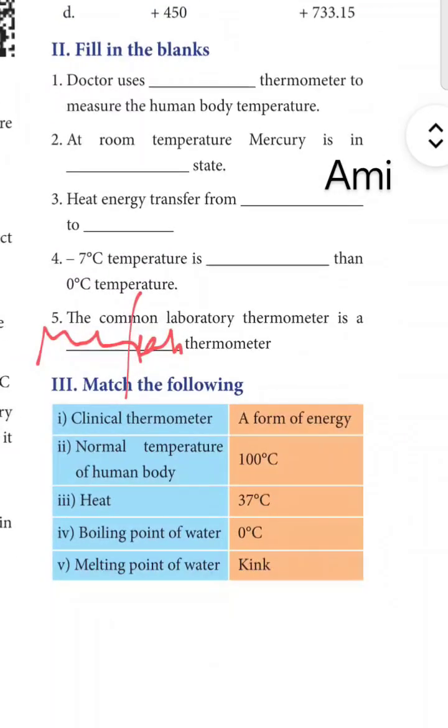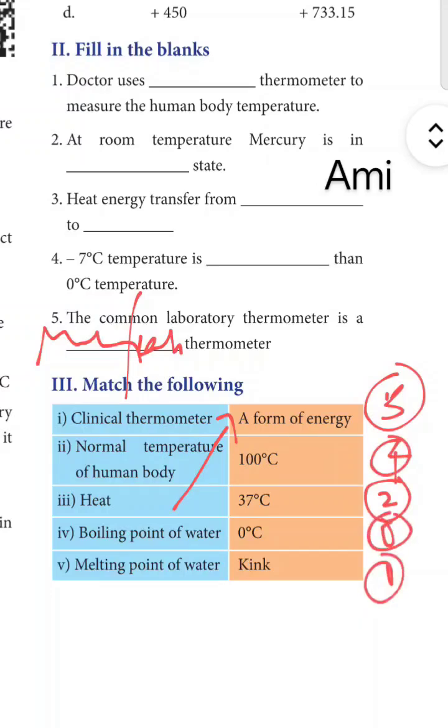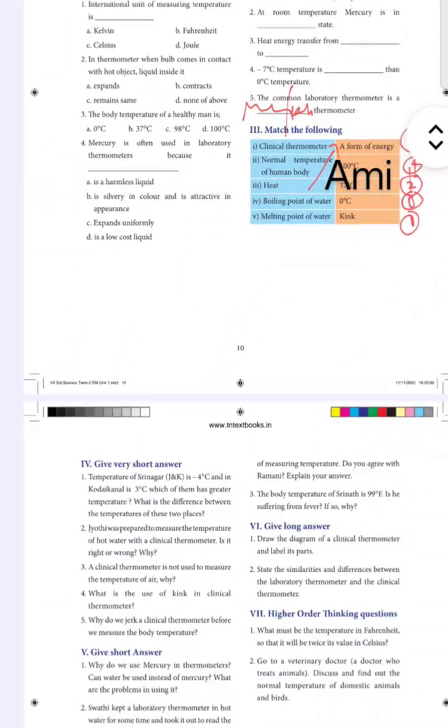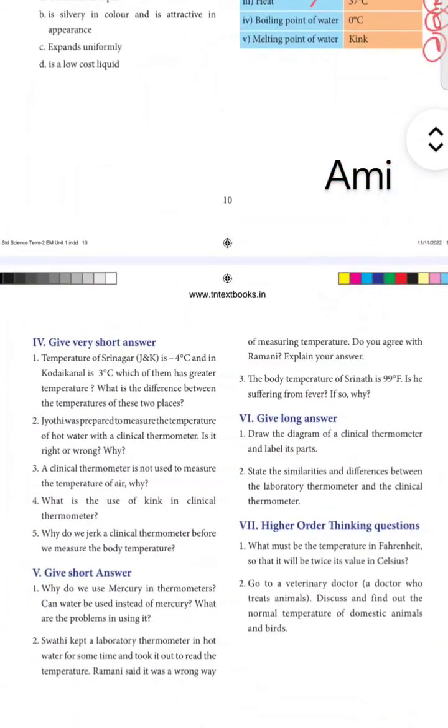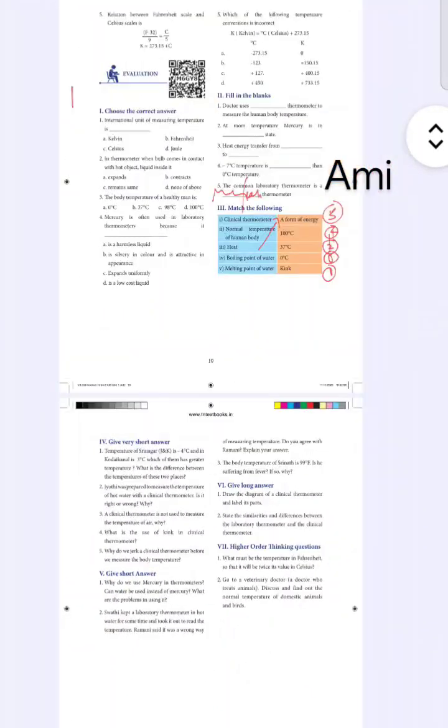Next. Heat is a form of energy, so 3 comes here. Then the normal body temperature of a human is 37, so 2 comes here. The boiling point of water is 100 degrees Celsius. So these are the match the following answers. The next answers you can find from the book itself. It's a very easy and interesting chapter. Thank you.